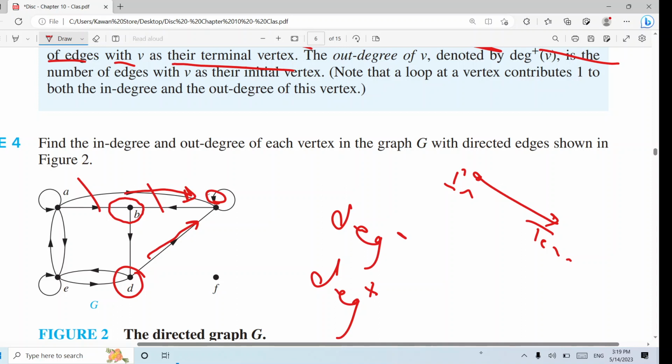Okay? If you are not here, you lose some mark. You got it? Good.